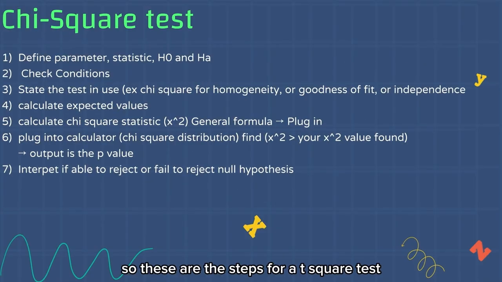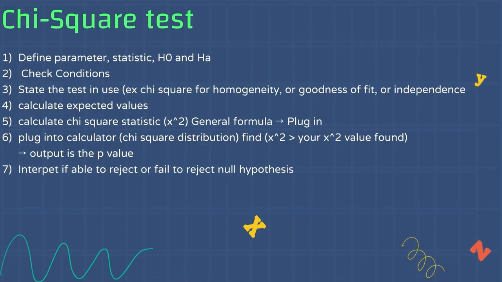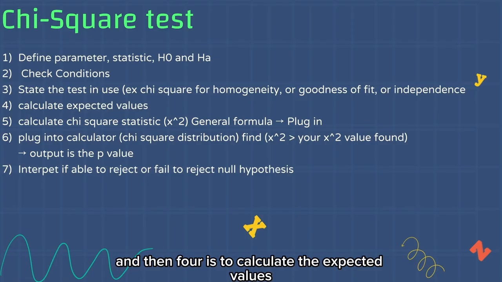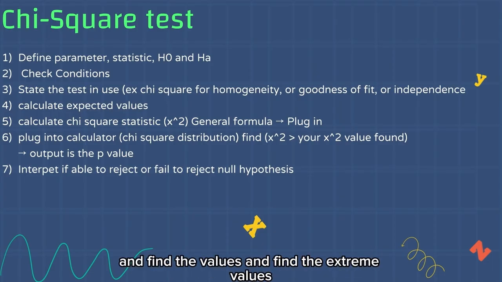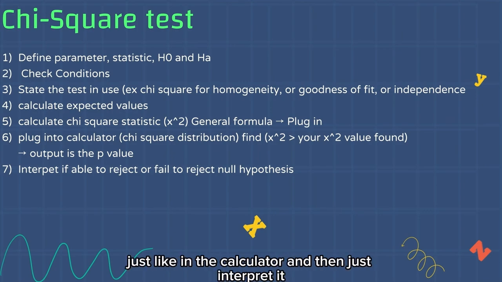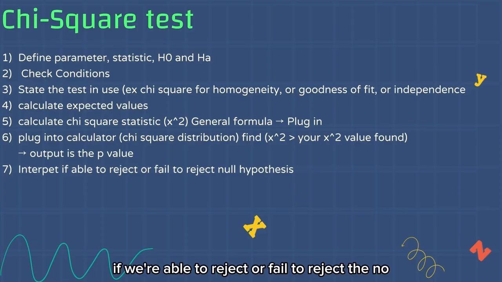So these are the steps for a chi-square test. We always define the parameter, the statistics, and the hypotheses. Then we always check conditions. And we state what test we're using. And then 4 is to calculate the expected values. 5 is calculate the chi-squared statistic. We always have to write the general formula and then the specific formula and plug in the values. And we can plug it into the calculator and find the extreme values. And then we just interpret whether we're able to reject or fail to reject the null.